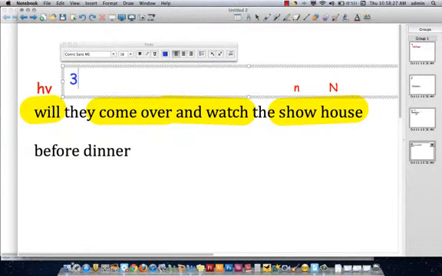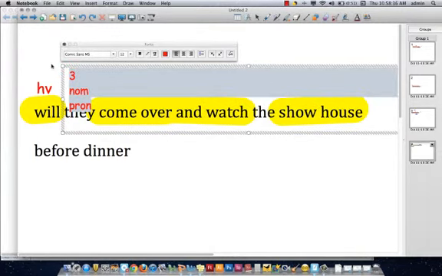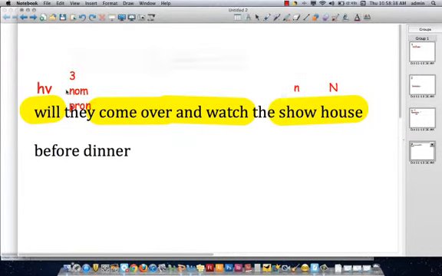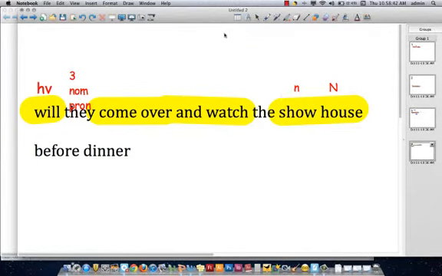They is a third person nominative pronoun because it's acting as a subject. Again, this cannot be a noun because it's replacing the they. You don't know who they are. It's not letting me move that text box. Oh, that's because I need to do that. So that's why that one a couple of you missed.